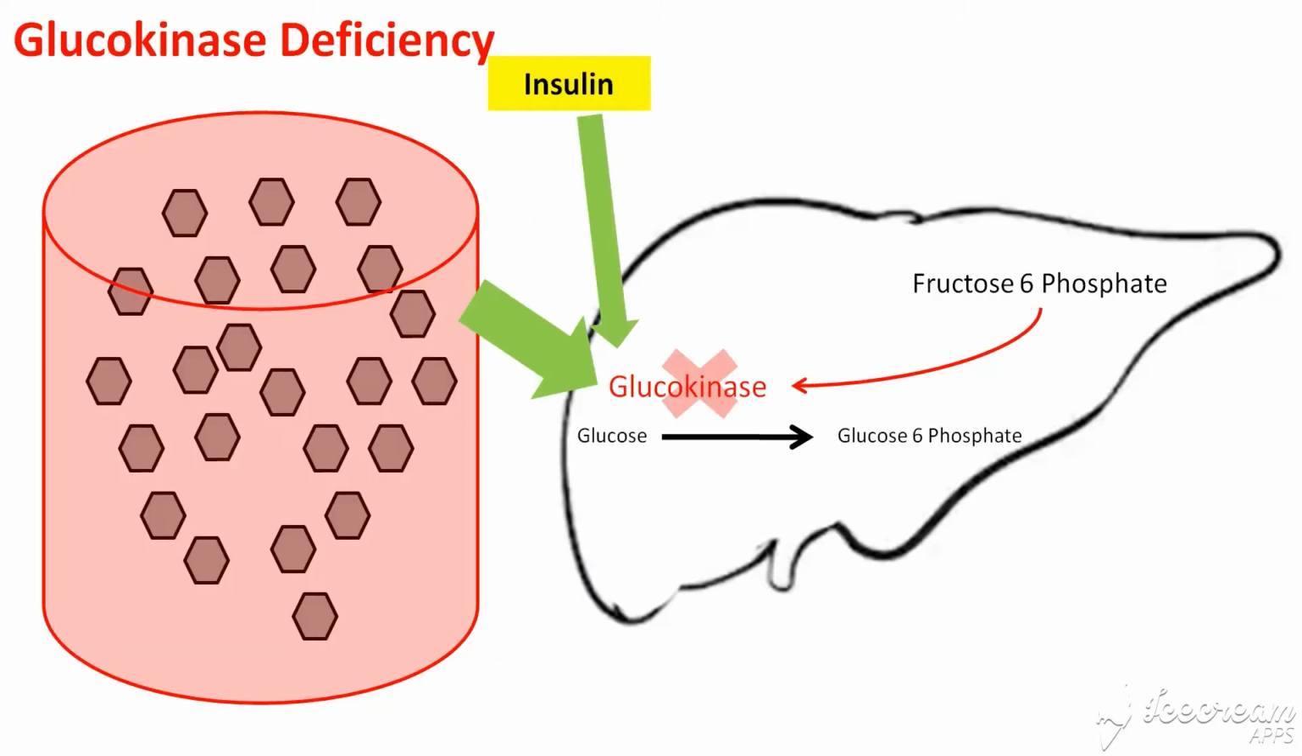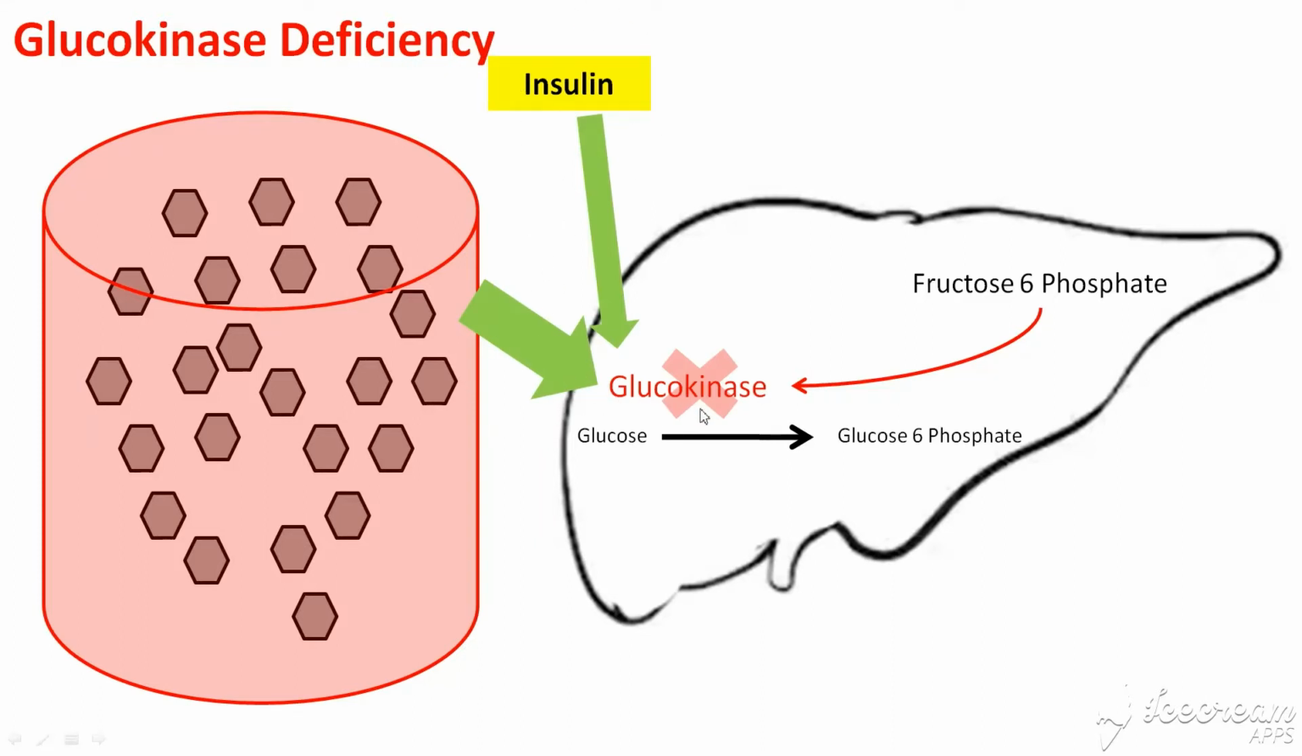So an important clinical correlate to the first step in glycolysis is glucokinase deficiency. Now we said that glucokinase is going to be active in the liver and in the beta cells of the pancreas, and it's going to be responsible for converting glucose to glucose 6-phosphate. Glucokinase is going to be activated when there's high levels of glucose in the blood, so after a meal, and also when there's high insulin levels.